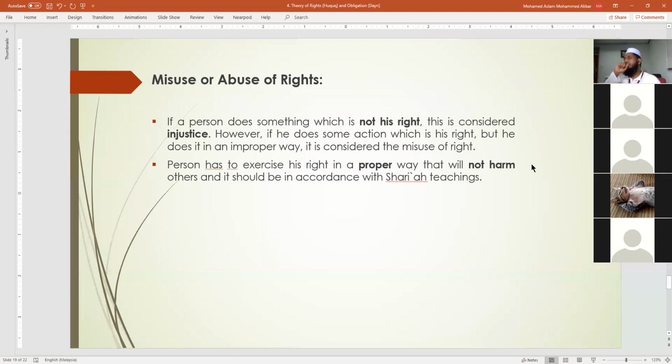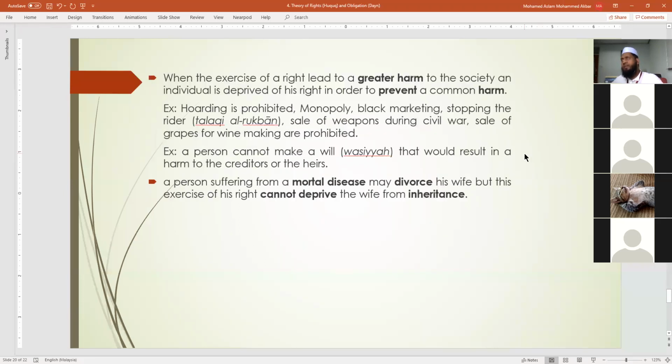A person has to exercise his right in a personal way that will not harm others, and it should be in accordance with Sharia teaching, right? So when the exercise of a right leads to a greater harm to the society, an individual is deprived of his right in order to prevent a common harm. For example, hoarding is prohibited, monopoly, black marketing, stopping the rider.